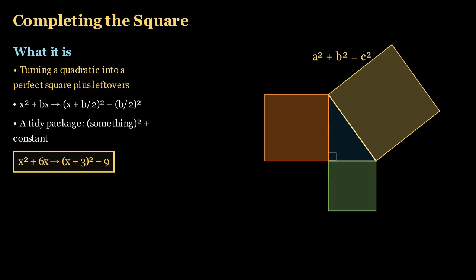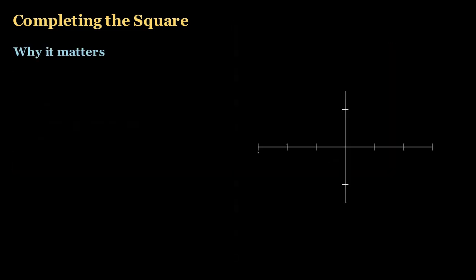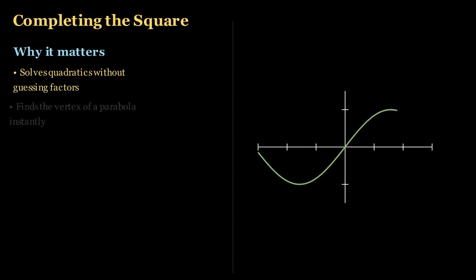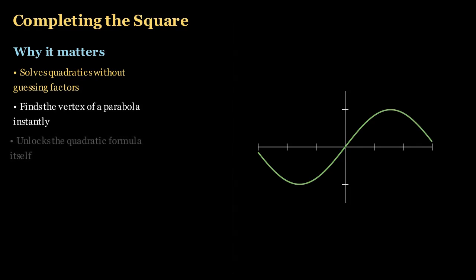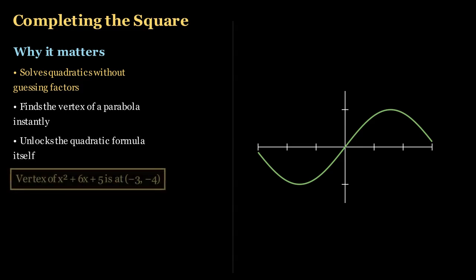Why learn this? Because factoring only works when the roots are nice round numbers. Completing the square works for every single quadratic, even when the roots are messy decimals or square roots. It's the master key. In calculus, we constantly need to know the vertex of a parabola, its highest or lowest point, because that tells us the maximum or minimum value of a function.